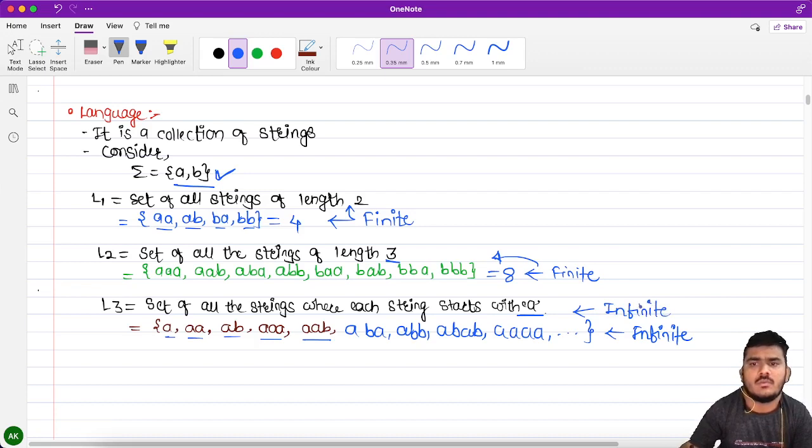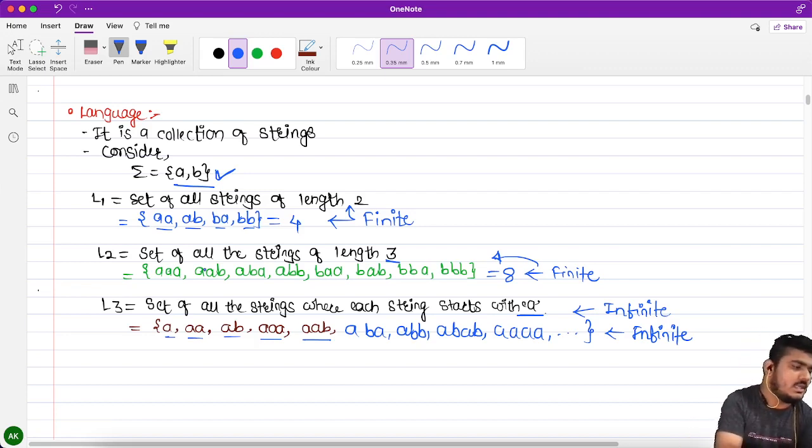Okay, so the point is that if alphabets are finite, then the languages generated by those alphabets may be finite or infinite. Meaning alphabets will always be finite, but using those alphabets, the languages we design can be finite and can also be infinite. Okay, so this is about the language.